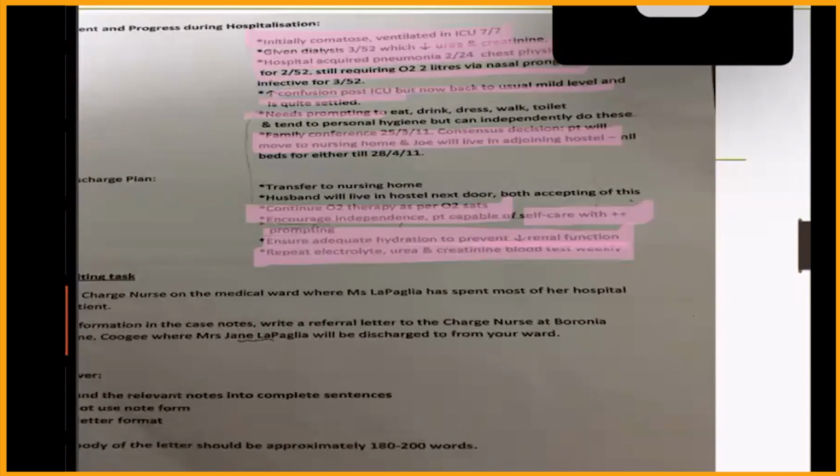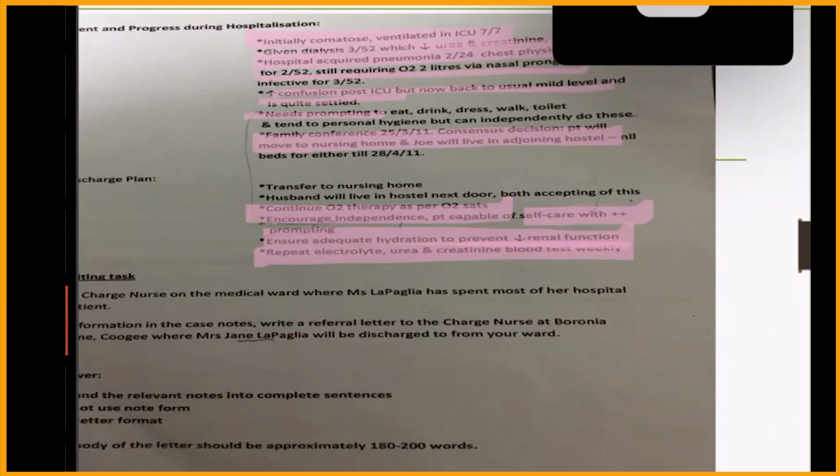അതുകൊണ്ട് ഒരു family conference നടത്തി എന്ന് പറയും. Therefore, on 5/3/2011, a family meeting was held, for which a decision on transferring to a nursing home was made.